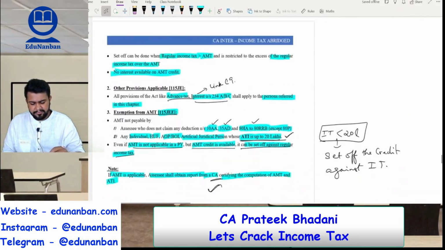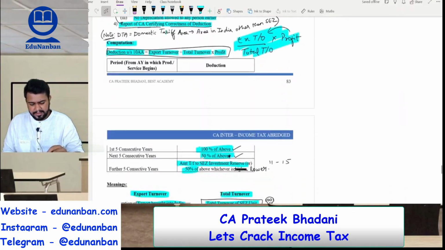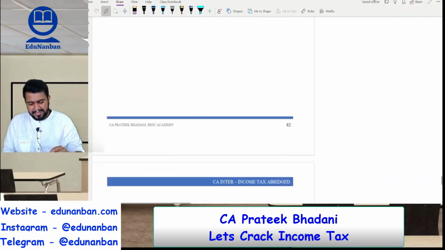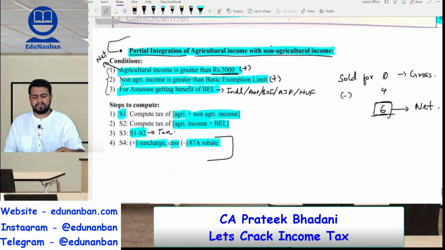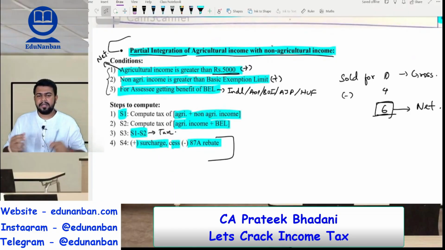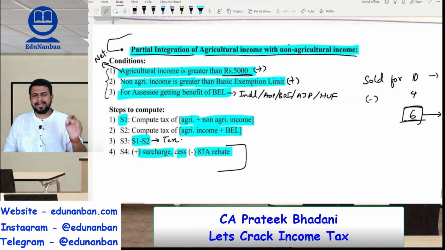Then in agricultural income we studied the concept of partial integration. Partial integration, I told you in class that the government is not happy by giving so many benefits to the people. Okay, the government is telling you are getting the benefit of basic exemption limit also, you are getting the benefit of slab rate also, and you are getting the benefit of agriculture income exemption also. So they cannot tolerate this. Hence what they are doing, they are telling that whatever agriculture income is earned, that much they will block it in the slab. That much slab rate benefit will not be given to the assessee. Okay, I gave you detailed example in class.